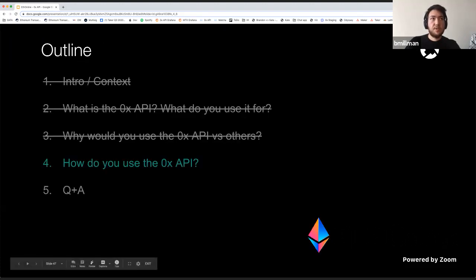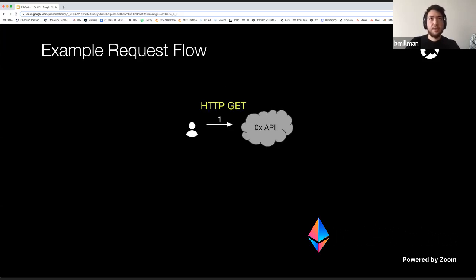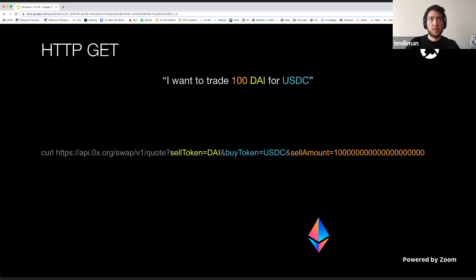Cool. All right. So now that we talked about why you would want to use the 0x API versus other competitors, let's talk about how you would actually use the API. We're going to look back at the example request flow that we walked through earlier. In this example, a trader comes along and says they want to trade 100 DAI for USDC. They issue an HTTP GET request over to the API. And let's dive in a little bit here and see what exactly that GET request would look like.